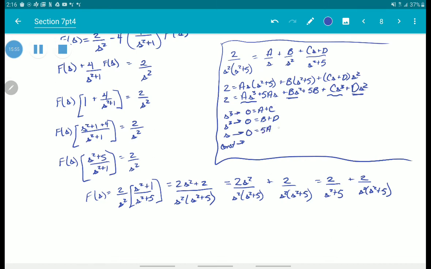0 on the left, 5a. So we know a is 0. That's nice. And if we know a is 0 and we plug that in, we also know c is 0. That's nice. And then 2 is equal to 5b. So then we know 2/5 is equal to b. And that's nice, because 2/5 is b. Sub in here. D has to be negative 2/5.